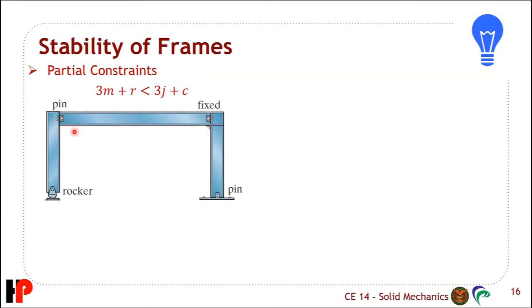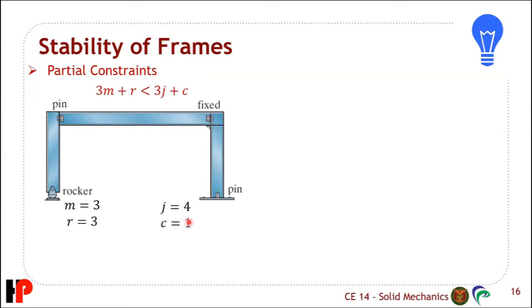So, yun yung difference nila. Now, let's count yung M plus R, J plus C. So, M is 3. So, 1, 2, 3. R would be 3, so pin and a rocker, so 2 plus 1, so 3. J is 4, 1, 2, 3, 4. And C, ito lang, internal pin, hindi yung internal fix. Kasi nga, C is number of hinges. So C would be equal to 1.